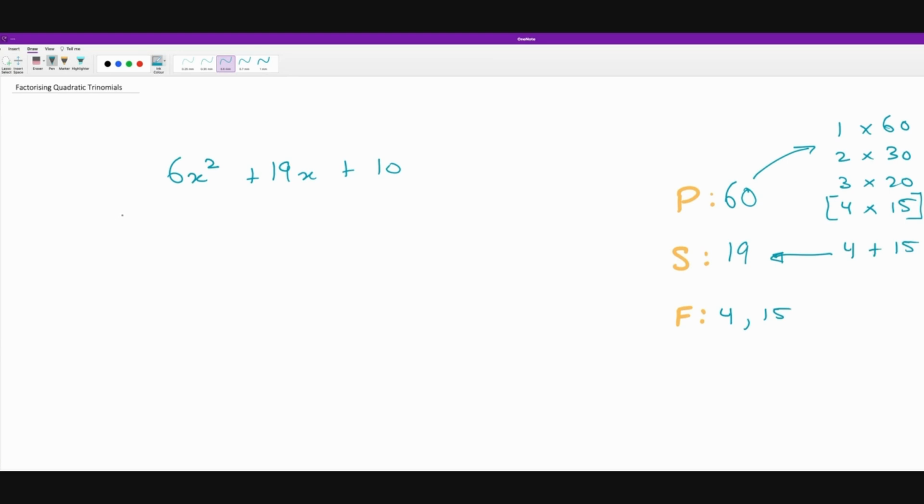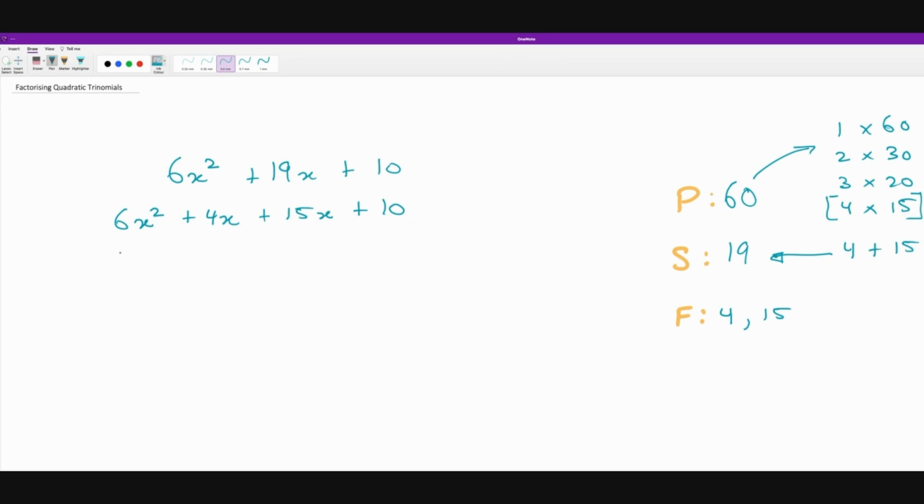We're going to put in 6x squared, and we're going to replace this 19x with the two factors that we have over here. So we'll go plus 4x plus 15x, and we can see 4x plus 15x will give you 19x. So that's working out well. And then let's finish off with the 10 over here. All right, now same method, we're going to split this down the center, and we're going to factorize these two groups individually. Let's have a go at doing that.